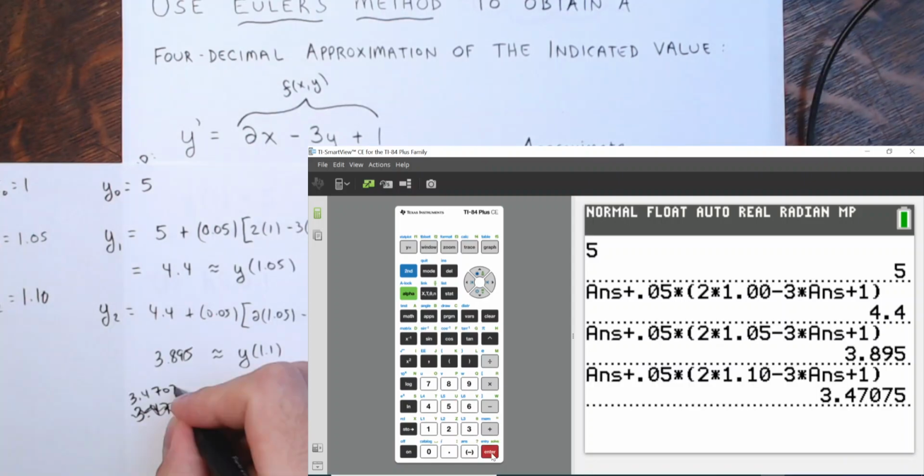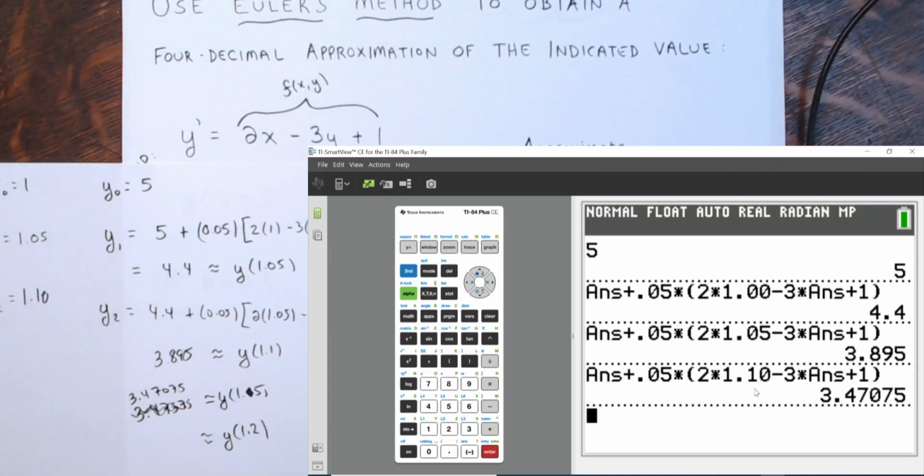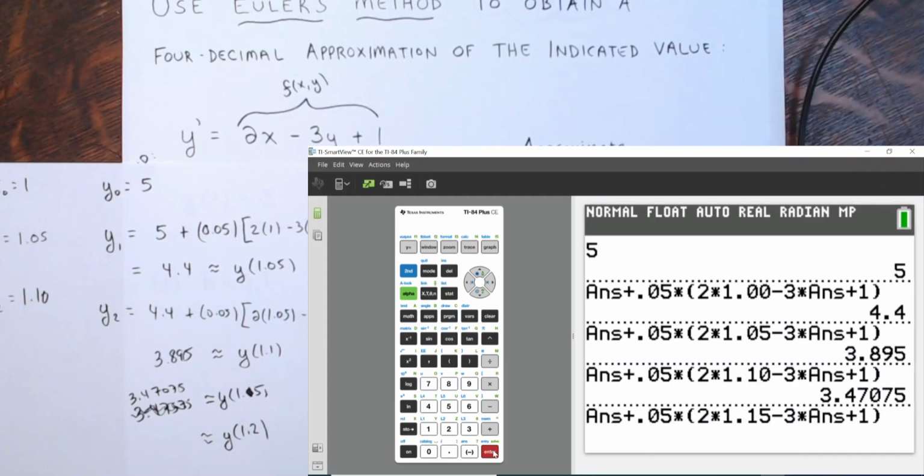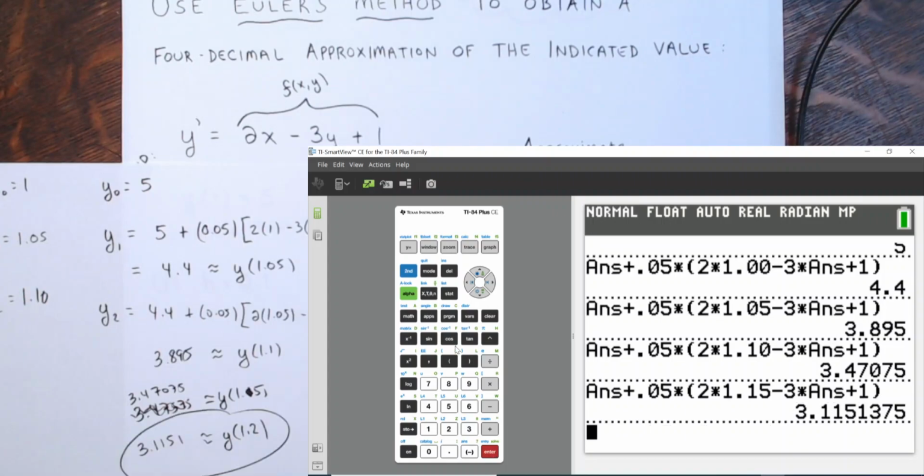Then I'll change 1.10 to 1.15 in this calculation and get my approximation of y at 1.2. So now I go through and change 1.10 to 1.15, and here we go. So our approximation is, to 4 decimal places, 3.1151. There you go, 3.1151. Our approximation of y, the solution to this differential equation, this initial value problem, at 1.2.